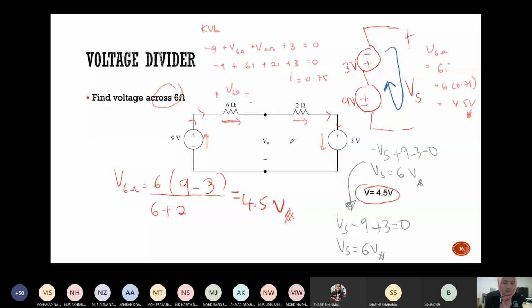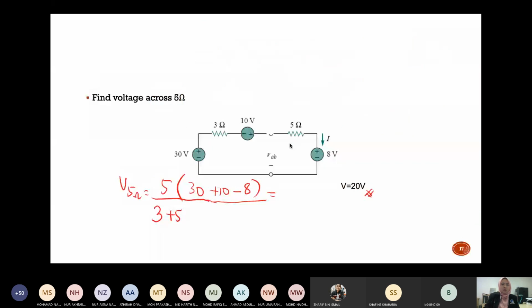So next is another example. This one, find the voltage across the 5 ohm. So this is the 5 ohm. Over here, you want to find the voltage across the 5 ohm, plus minus V 5 ohm. So V 5 ohm is basically the resistor 5 ohm divided by 3 plus 5, multiplied with Vs. You have 3 voltage sources, 30, 10 and 8. So you need to determine the polarity of the voltage sources.